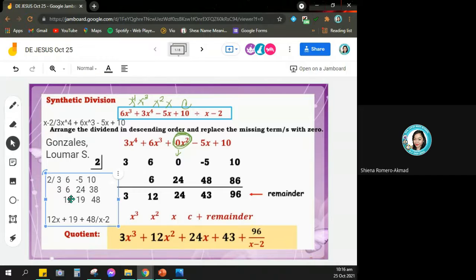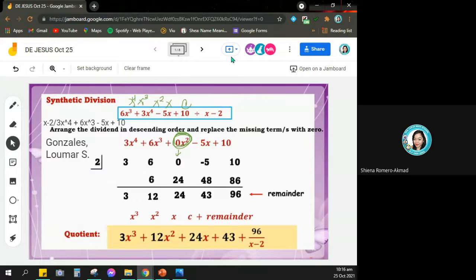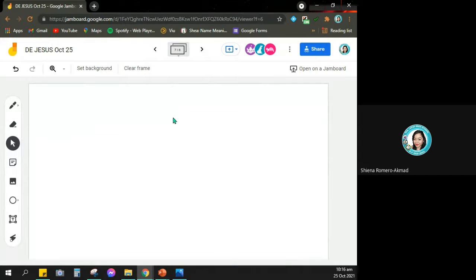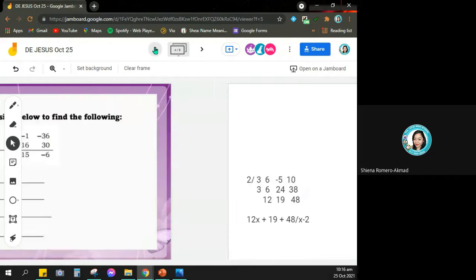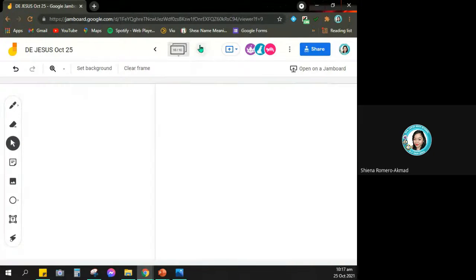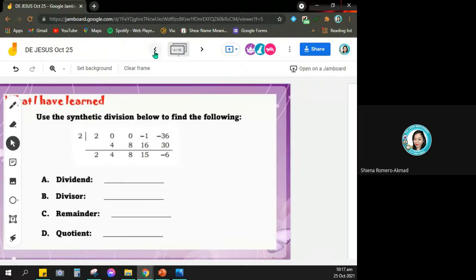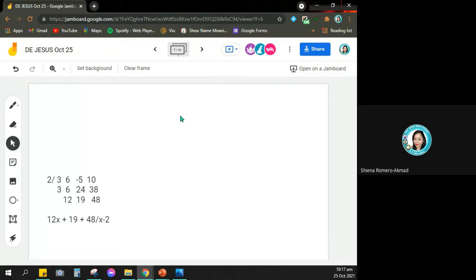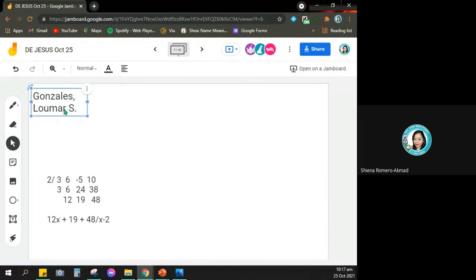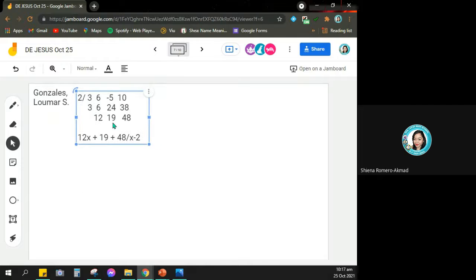Copy-paste natin tong gawa niya. Sorry, isa na ako. Nawala ako. Ito na, pwede na siguro yan. So, ito yung answer niya.